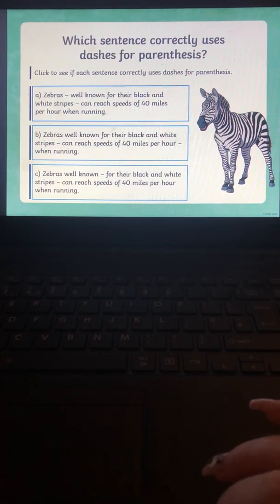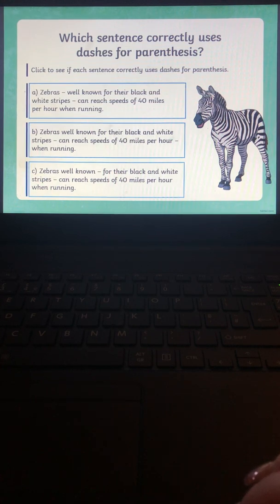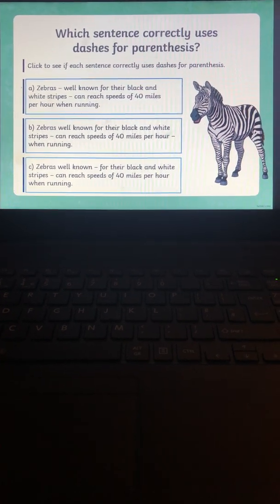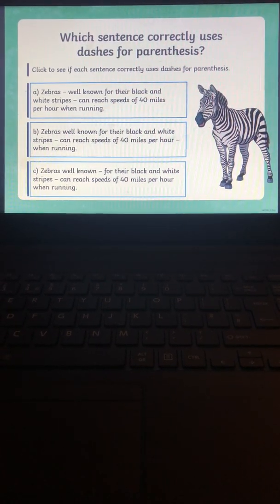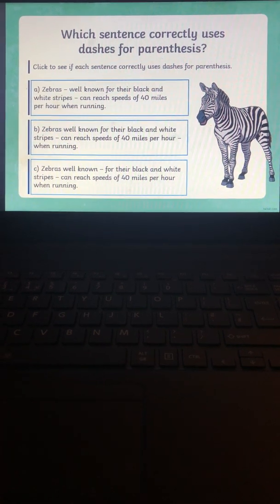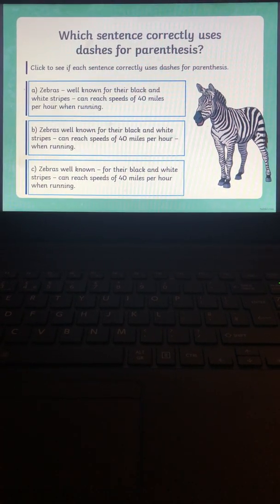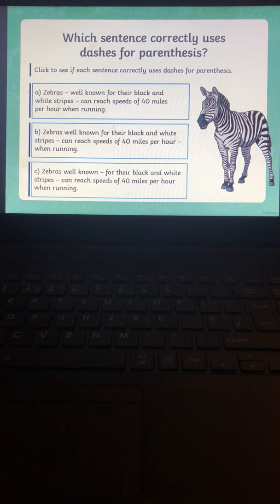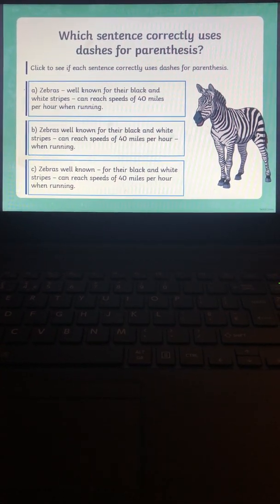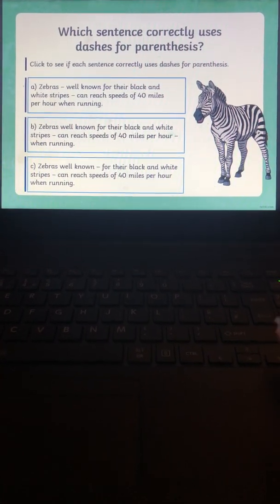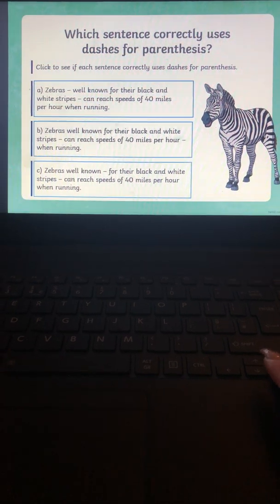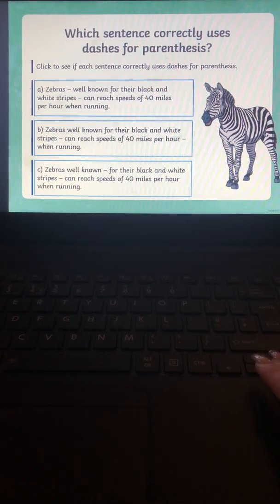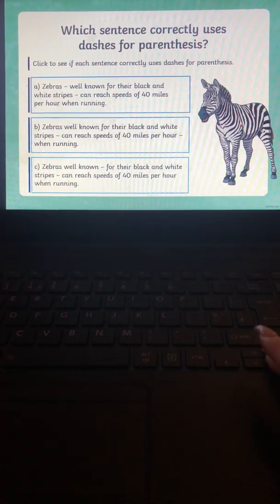Zebras, well known for their black and white stripes, can reach speeds of 40 miles per hour when running. Have a look again. Is it A, B or C? And write that down.